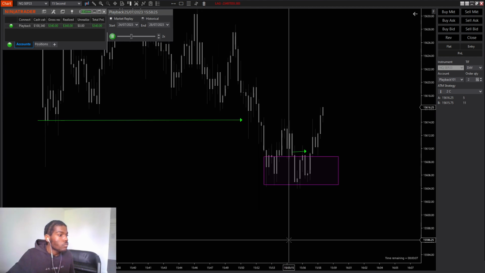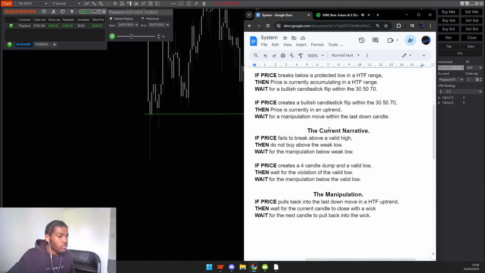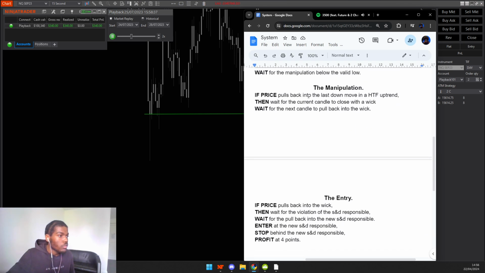So look, if price pulls back into the last down move in a higher time frame uptrend, then wait for the current candle to close with a wick. Wait for the next candle to pull back into the wick. If price pulls back into the last down move, I'm not gonna include.